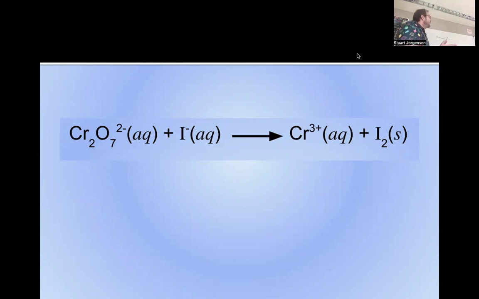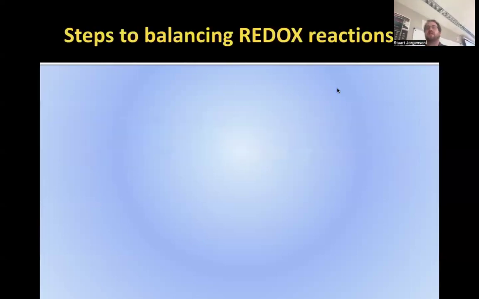Now, there's good news. There's an imaginary particle we get to use. Check your state symbols. What are most of your state symbols? Aqueous, which means what do we have available? Water. Does water have O's? Yeah, and that's how we're going to take care of our O's, with some of the water. Cool. Let me take you through the official steps for balancing a redox reaction.